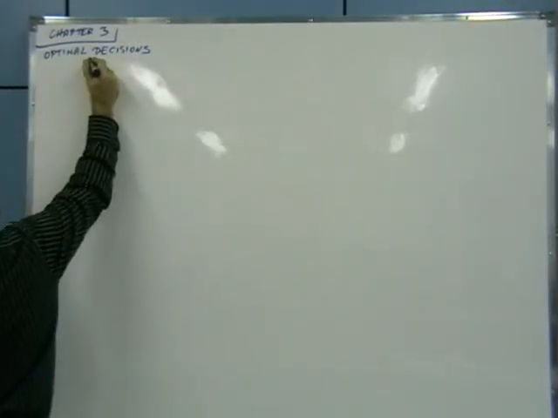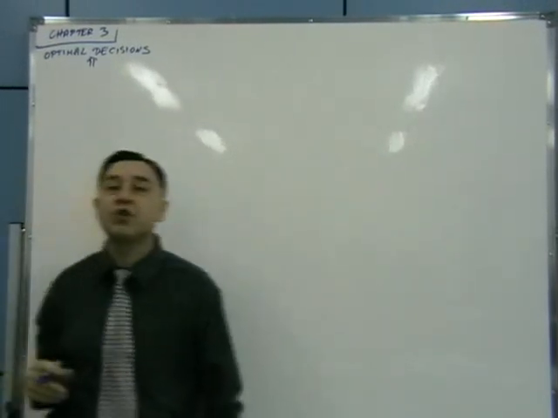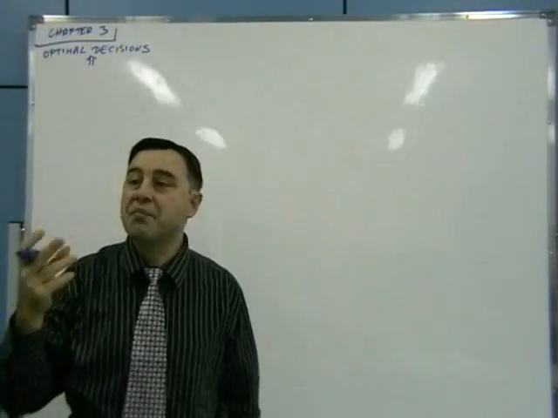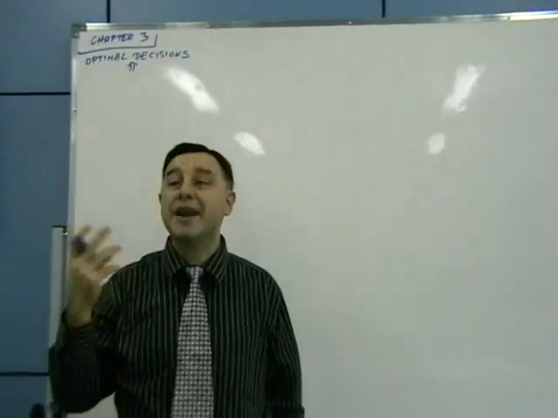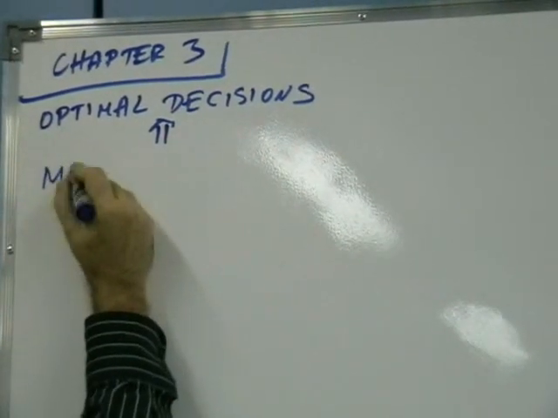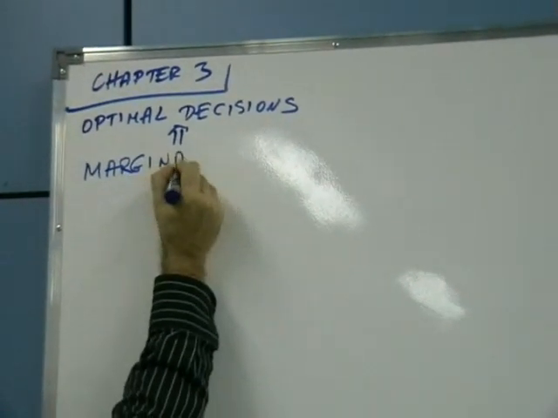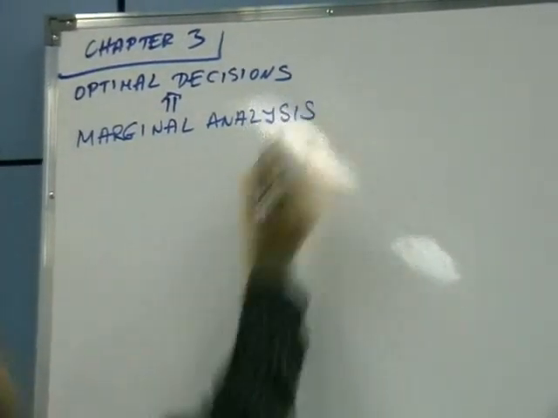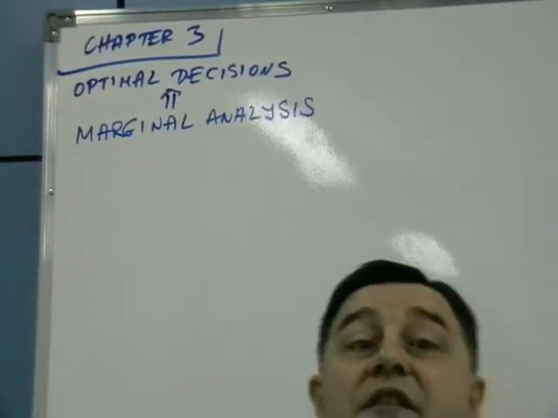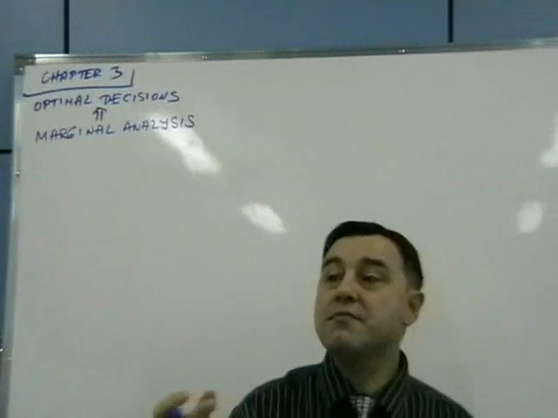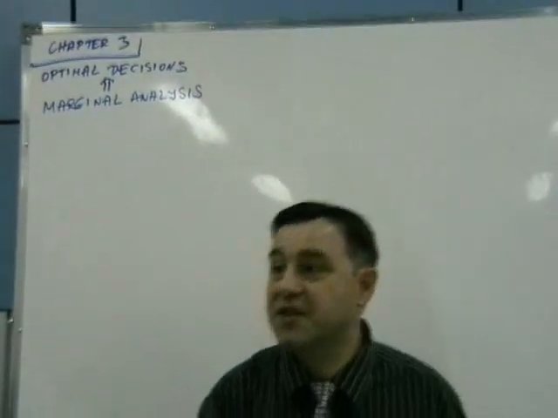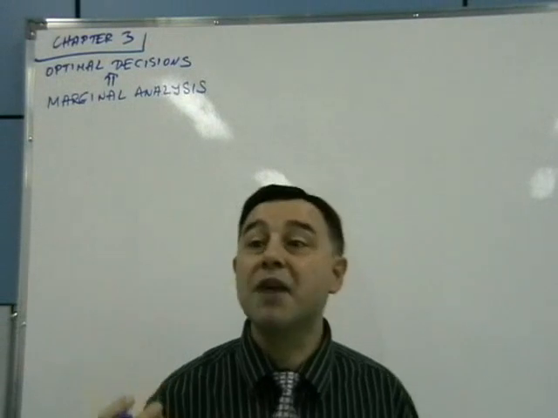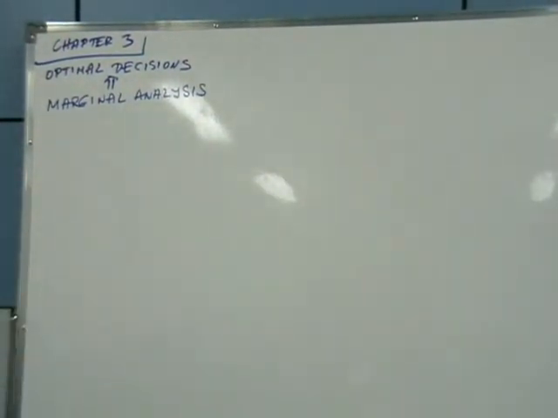And for optimal decisions, we use one major primary tool in economics. This is the primary analytical tool for microeconomics as well as macroeconomics, and we call it marginal analysis. Marginal analysis is very easy, very intuitive, but extremely hard for engineers and physicists because it represents a different type of thinking.